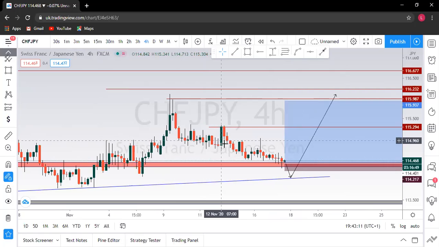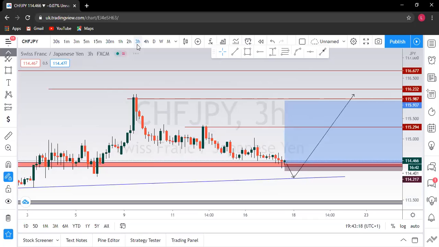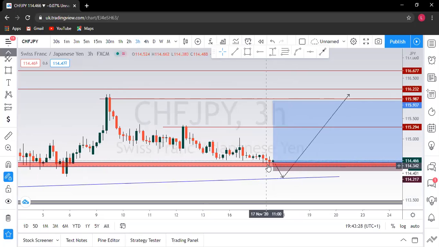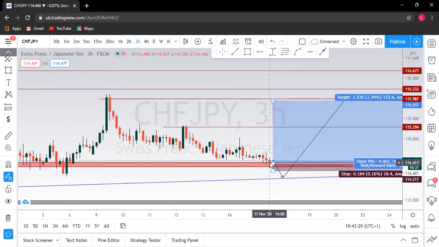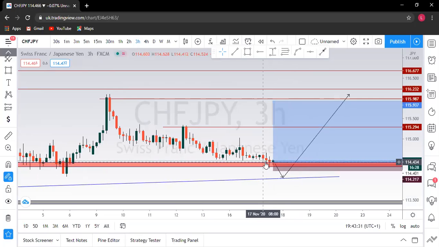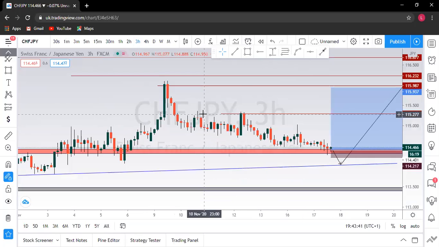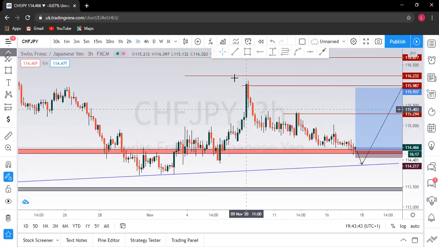You understand? So let's go on 3 hour and see what is actually happening on 3 hours. So on 3 hours too, this candle that looks like a bullish pin bar on 4 hour looks like a doji on a 3 hour candlestick. So now you know what a doji actually stands for, right?